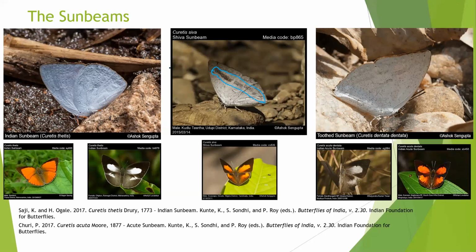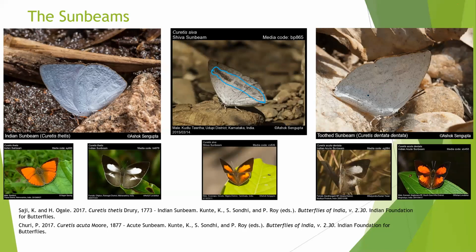of Curetis Shiva. In the case of the angle sunbeam, I want to tell something about it, because the angle sunbeam is found not only in your Western Ghats, it's also found in Eastern India, in Assam and Bengal. There's a sunbeam which is also found very commonly in that area, which is called Curetis bulis, or the bright sunbeam. So the bright sunbeam is very similar to the angle sunbeam.